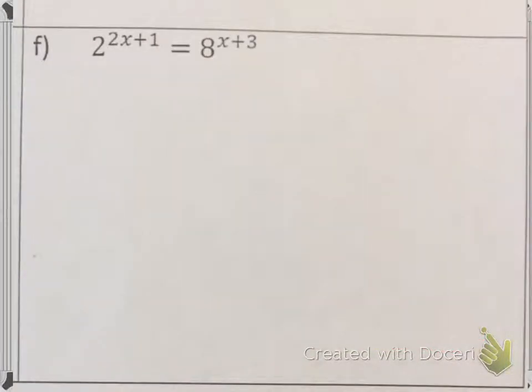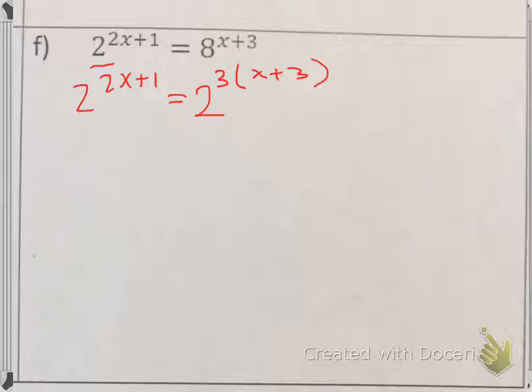All right, one last one right here. This is in base 2, so I'm going to see if I can get this one to be in base 2. So try 2 to the first power, that's 2. To the second power is 4. 2 to the third power is 8. So I can write this as 2 to the third power times x plus 3. And then this still stays as 2 to the 2x plus 1.